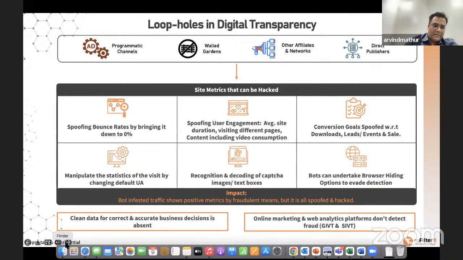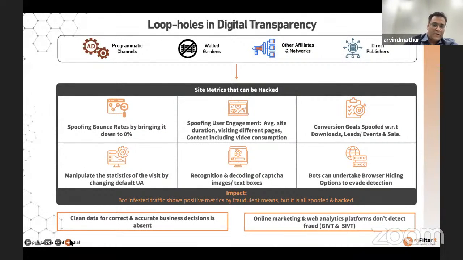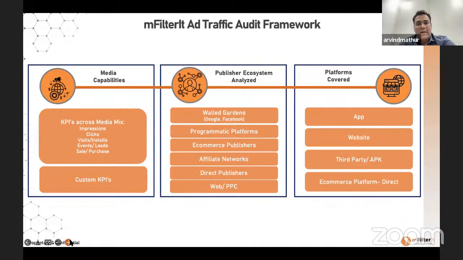And I think what's important is to understand what areas a brand can actually be impacted upon. So one is definitely the media capabilities, as to what kind of matrix they drive to their own destinations, whether it's impressions, whether it's clicks, whether it's an app install or it's an event or a sale. Even sale, in fact, down the funnel can get faked. And I'll talk about that shortly as well, right?